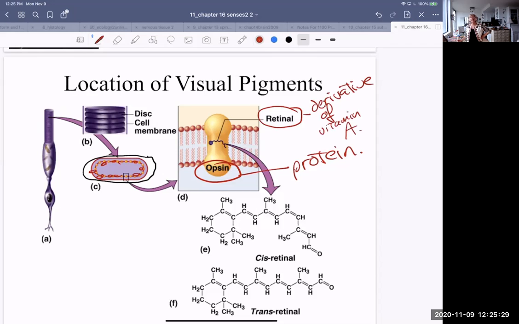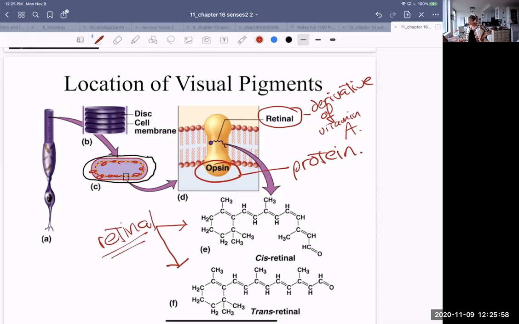And so this is what I mean by pigments. What happens to them when they get hit by light? They have two shapes that they can be, and they can conform to either shape. So this is the retinal molecule.